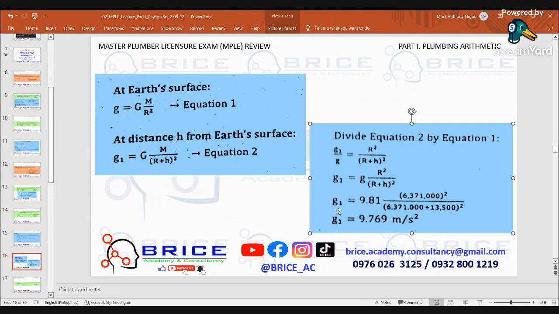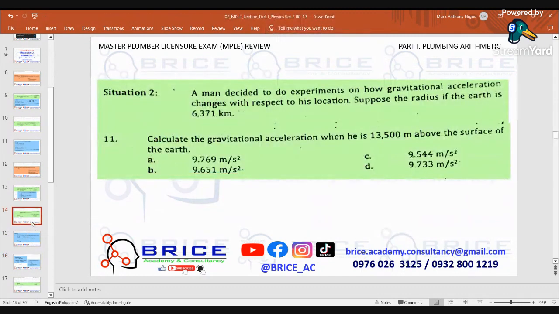G1 is equal to g, 9.81, times 6,371,000 squared over 6,371,000 plus 13,500 squared. The answer is 9.769 meter per second squared. Letter A. The answer is letter A.